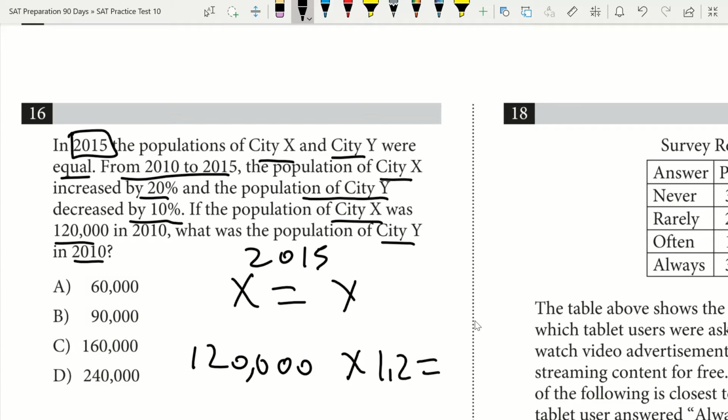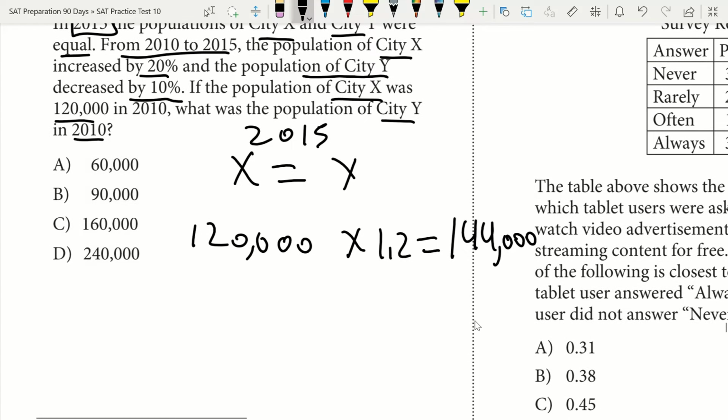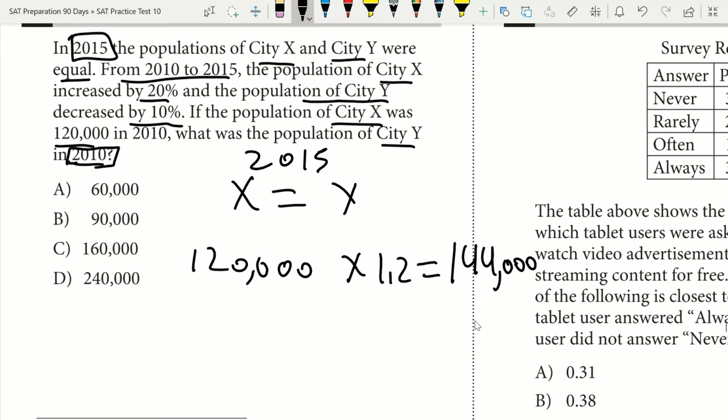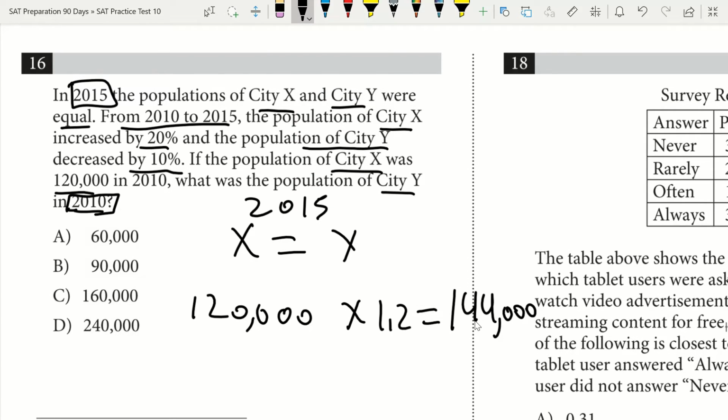I'll plug that into my calculator right now, and that gives me 144,000. So X is 144,000, and we know that X is equal to Y in 2015. Now I'm asked for the population in 2010 of city Y. City Y decreases by 10% from 2010 to 2015, so its 2015 value is 144,000, since X is equal to Y.